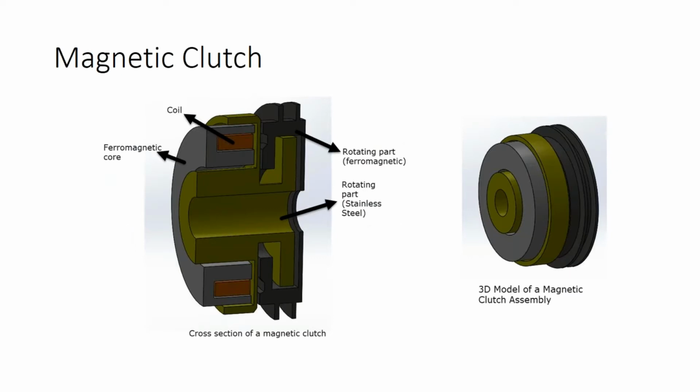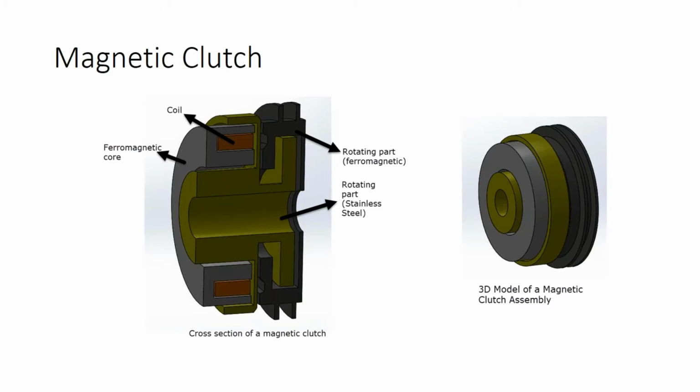Okay, let us start with the magnetic clutch. Now, what is a magnetic clutch? A magnetic clutch is an electromagnetic device that is used to transmit torque from one shaft to another. As you see here, I have a cross section of a magnetic clutch design. There can be several design variations of the magnetic clutch, but most magnetic clutches perform a similar type of function as in this particular design.